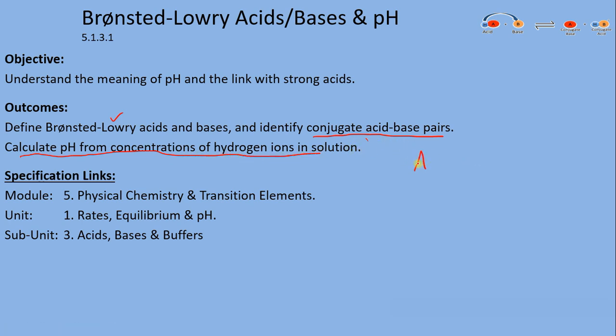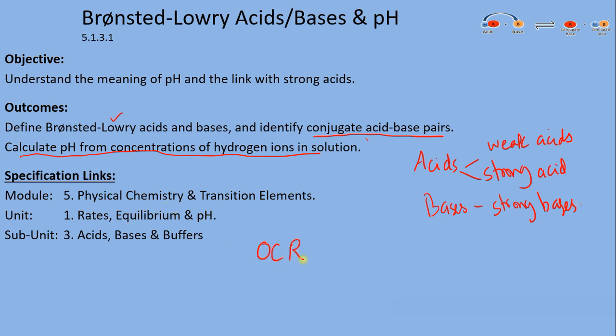We're going to be looking through acids, and first of all how to calculate the pH of strong acids, then weak acids. Then for bases, we're only going to look at calculating the pH of strong bases. That's what is in the UK specification for OCR, so that's what we're going to focus on.